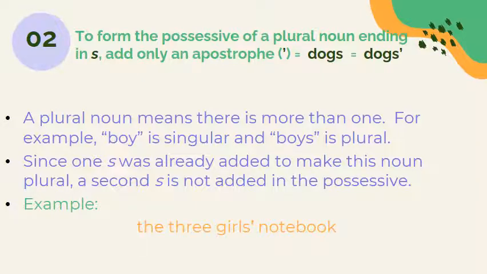Example, the three girls' notebook. We say the three girls' notebook. We add apostrophe after the s. We do not say the three girls's notebook. No, never add apostrophe and s after the s. Just add apostrophe since the noun is already in the plural and it already has an s.